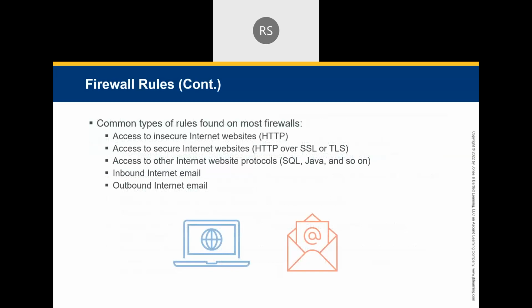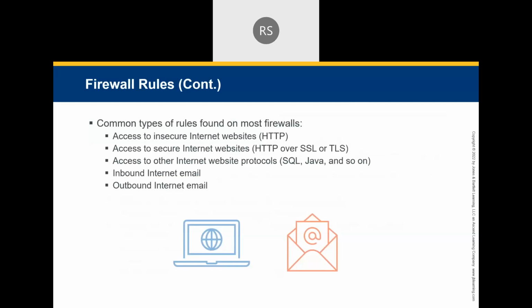Now, some common types of rules found on most firewalls include access to insecure internet sites, access to secure internet sites, access to internet website protocols like SQL and Java, inbound internet email, and outbound internet email. Now, the purpose of the rule, for example, to access insecure internet websites: this rule regulates access to websites using the unencrypted HTTP protocol. It allows or denies based on the source, destination, and possibly content filtering criteria. This helps control user access to general internet content without encryption.